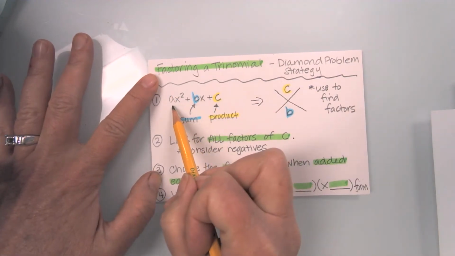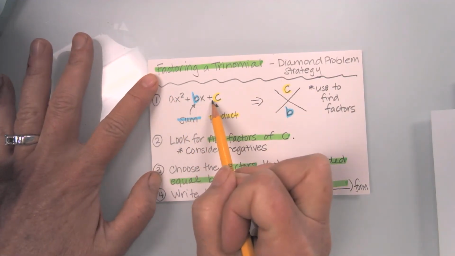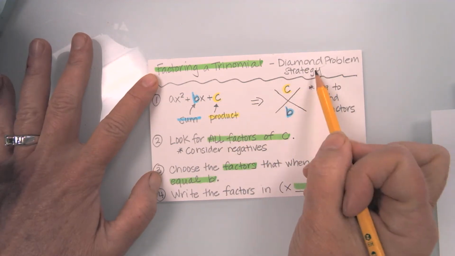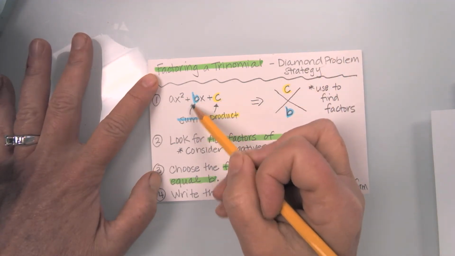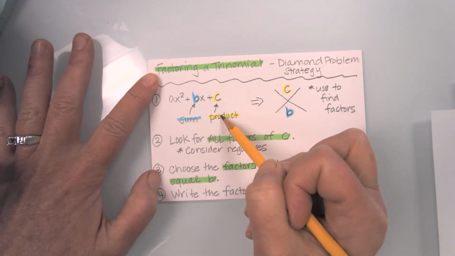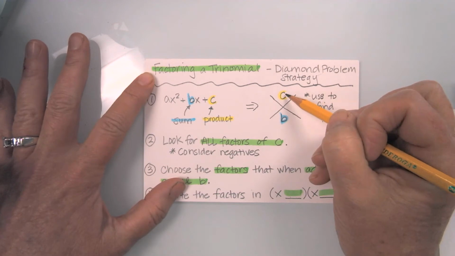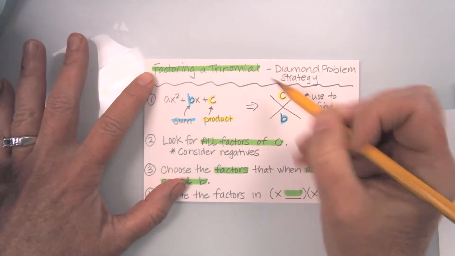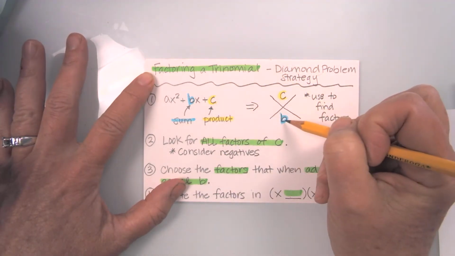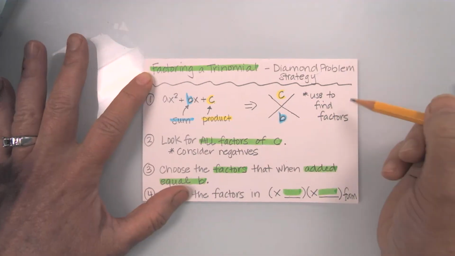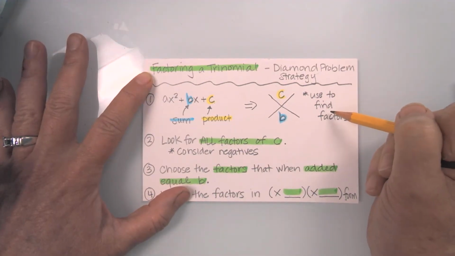The first thing I remember is that ax squared plus bx plus c is where I pull my numbers for my diamond problem. The b is the sum, the c is the product. Now I literally make it look like a diamond. I put the c, which is the product, up at the top, and I put the b on the bottom. I remember that the b goes on the bottom because that's the sum. And I'm going to use this to find my factors.